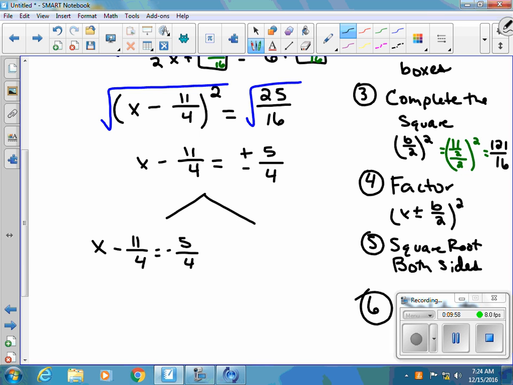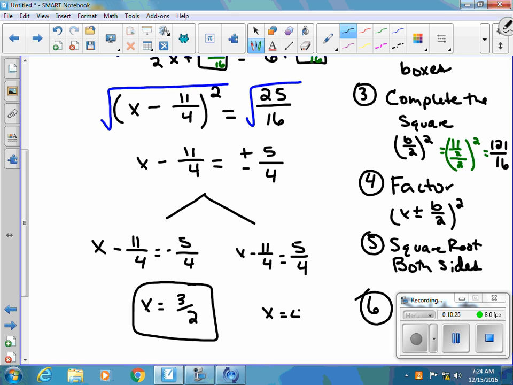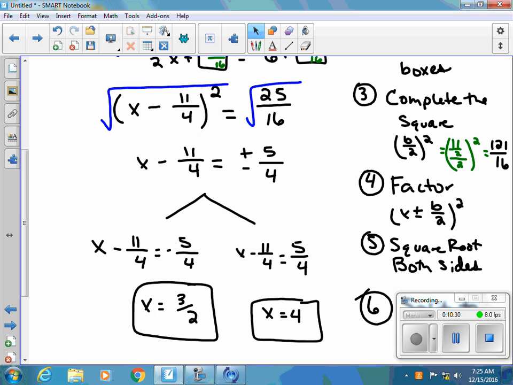So now I am splitting to solve. So I've got that negative 5 over 4 plus 11 over 4, which gives me x equals 3 over 2. And on the other side, I have a positive 5 over 4 plus that 11 over 4 gives me x equals 4. So this is how we complete our square. This is going to help us to find our roots, as well as being able to get a better idea of what our parabola looks like.